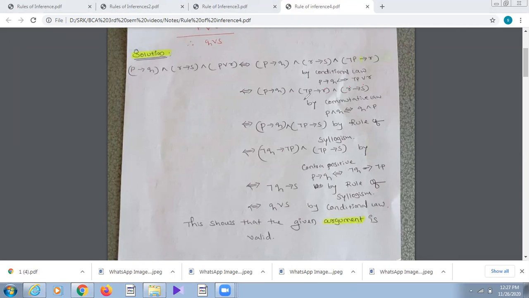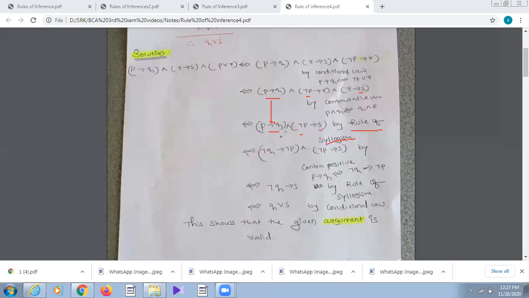Now we can directly write the premises as they are: P conditional Q, with the conjunction as it is. Here we applied the rule of syllogism. So write negation P as it is, R will be cancelled and S will be as it is. So by using the conditional, we used the rule of syllogism.